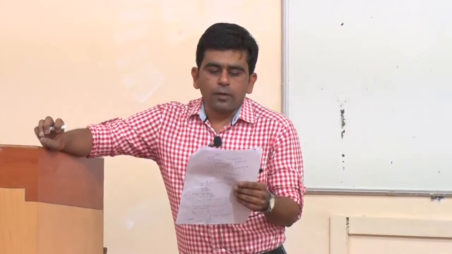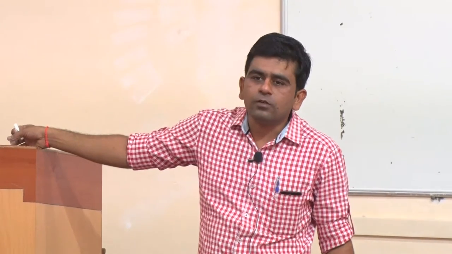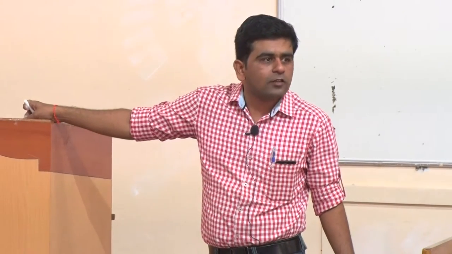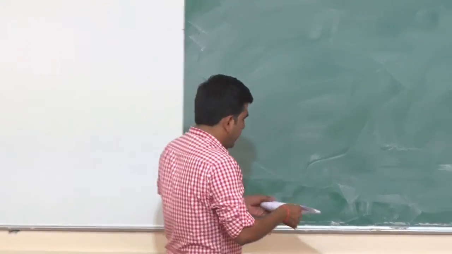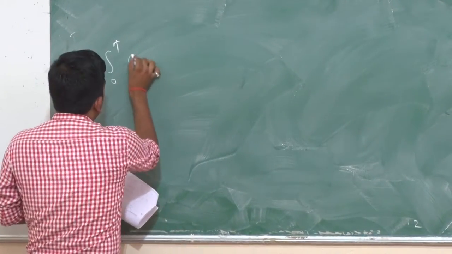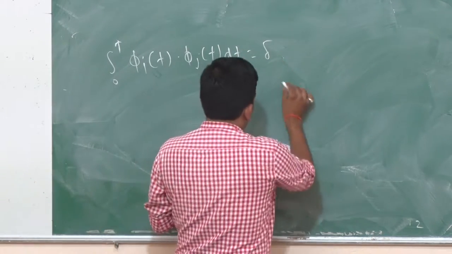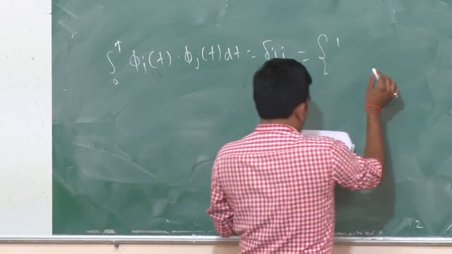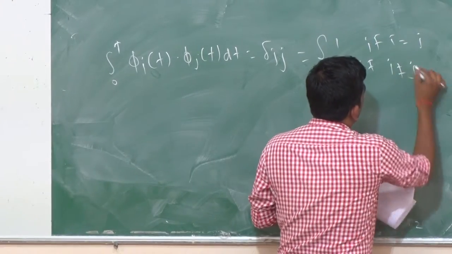Now we have to find out, for multiple signals, what the basis functions should be. You are given a sequence of signals. We have m signals, and from these m signals we have to derive n basis functions. In geometric space analysis, we find n basis functions and represent all m signals using them. These basis functions have some properties. The integration over 0 to T of phi i of t into phi j of t dt is equal to delta ij. They take value 1 if i is equal to j and 0 if i is not equal to j.